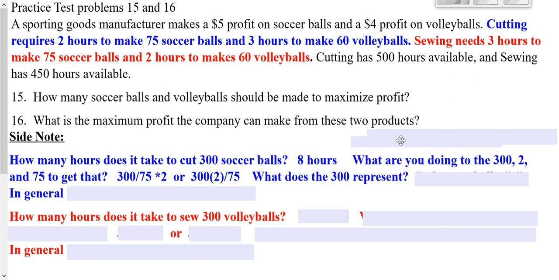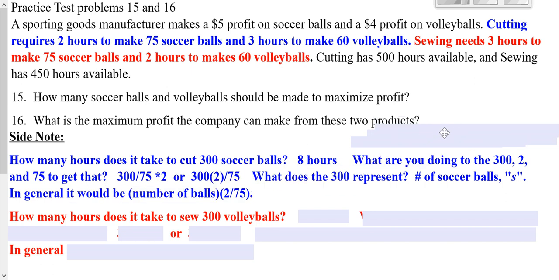So what does the 300 represent? Well, that represents the number of soccer balls. So it's really the number of soccer balls divided by 75 times 2, or the number of soccer balls times 2 divided by 75. Now, remember, if we're writing this out in terms of equations or an expression, the number of soccer balls was S. We're multiplying it by 2, and we're dividing by 75. So that's what we'll write.